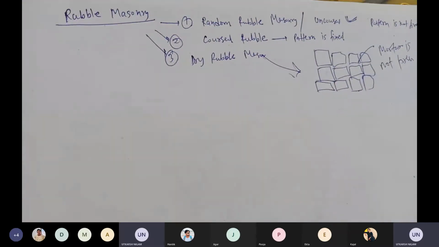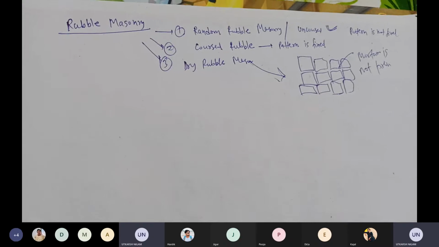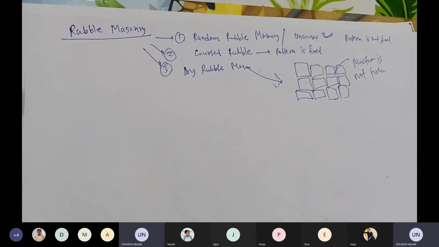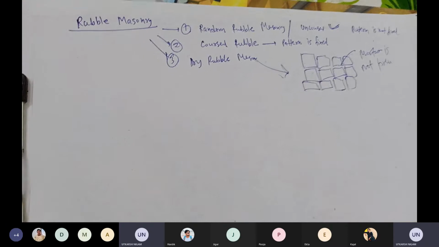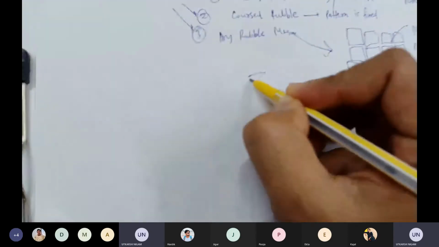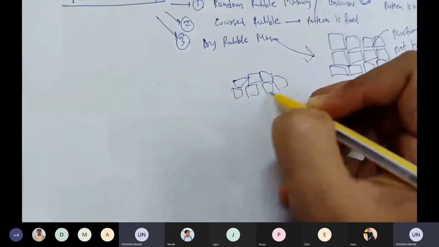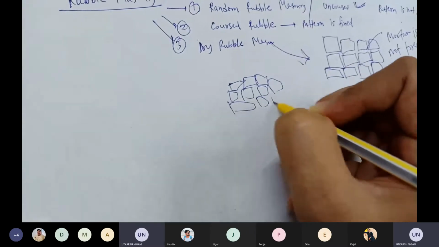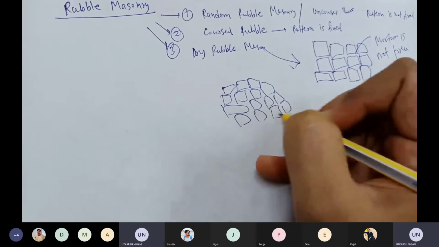Mortar is absent, mortar is not used. So that is the example of dry rubble masonry. In uncoursed or random masonry, you can see it is inferior, meaning any stone has been placed anywhere and one kind of masonry is prepared. So that is undressed or uncoursed masonry.